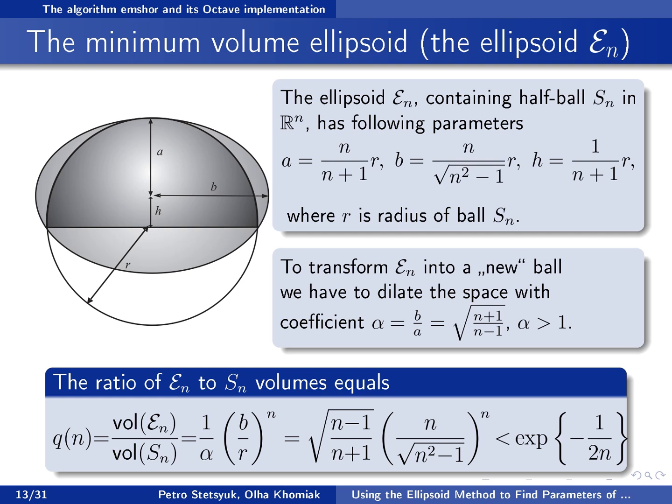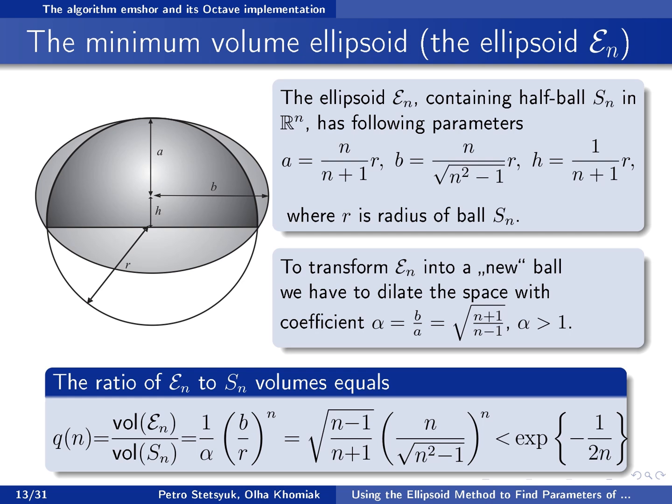Transition to the center of the ellipsoid is implemented using the value h, which is equal to 1 divided by n plus 1 times a. To transform the ellipsoid En into a new sphere of radius b, it must be dilated in the direction of the short semiaxis with coefficient alpha equals b divided by a, which is equal to the square root of n plus 1 divided by n minus 1. The central ratio, which is the basis of the ellipsoid method, is the ratio of the ellipsoid En volume to the sphere Sn volume. This relationship is expressed by the formula given on the slide and is bounded above by the value of the exponent of -1 divided by 2n.